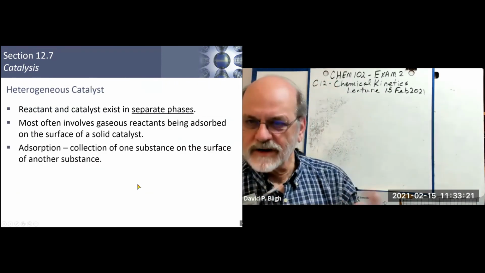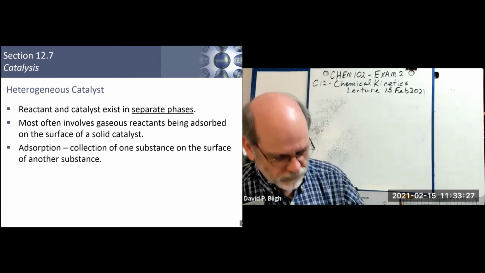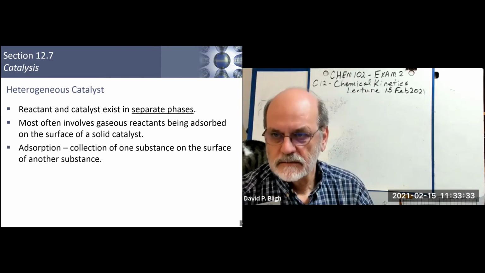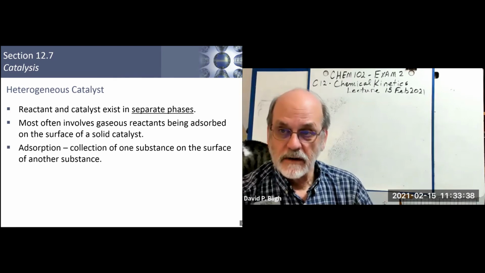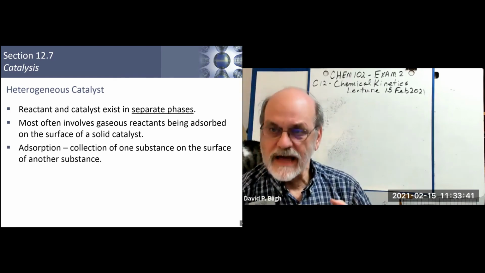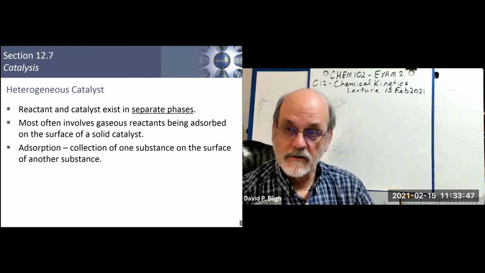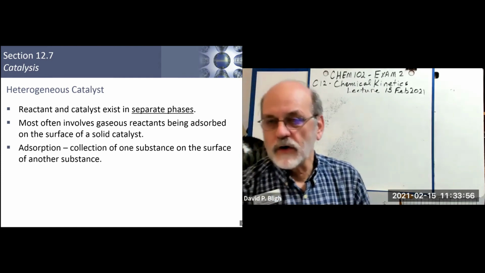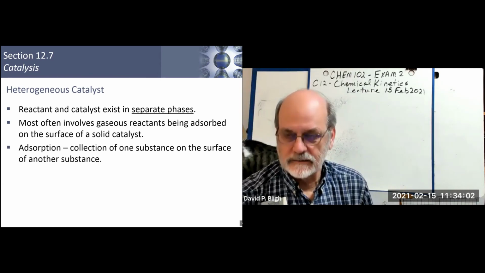Okay, now we're going to classify catalysts. This is important, especially for engineers, to know the environment for the reaction. And if you're going to add a catalyst, what type of catalyst is it going to be? Well, some catalysts are heterogeneous. That is, the catalyst exists in a different phase from the reactant. A good example of that is the catalytic converter in your car. The phase for the catalyst is solid.